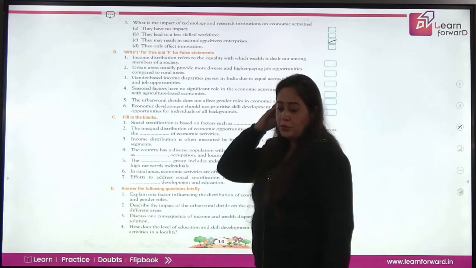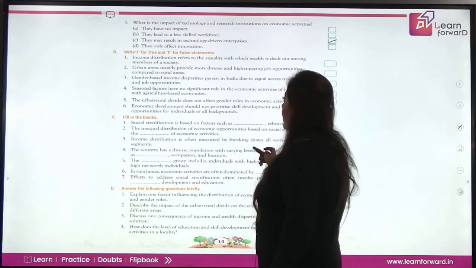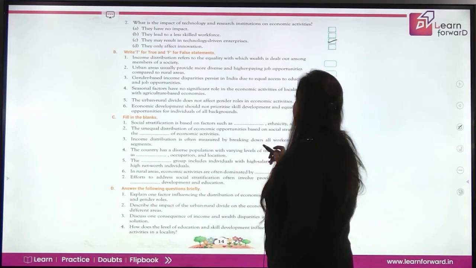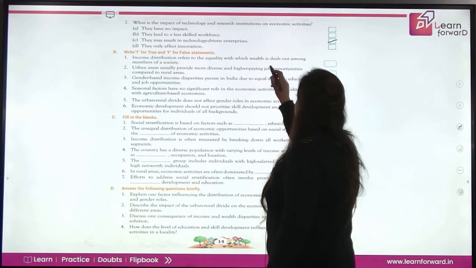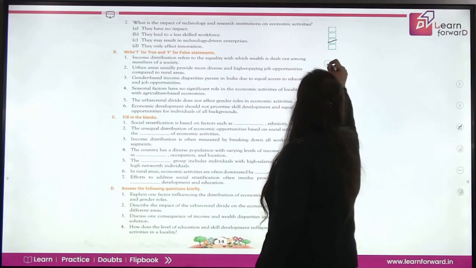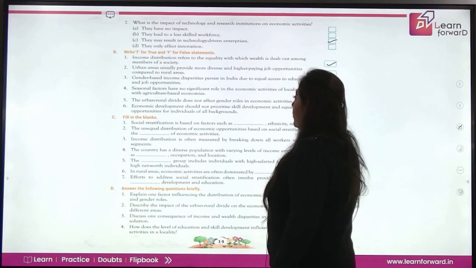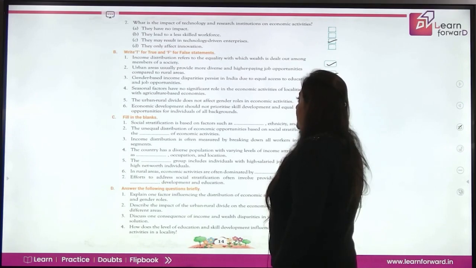Now let's come to true false. Income distribution refers to the equality with which wealth is dealt out among members of society. Yes. Urban areas usually provide more diverse and higher paying job opportunities compared to rural areas. Yes. Gender-based income disparity persists in India due to unequal access to education and jobs.